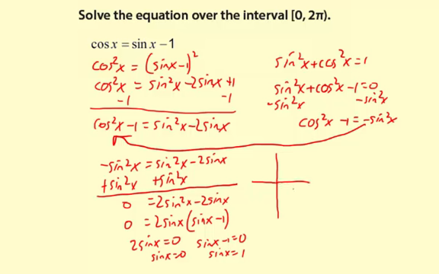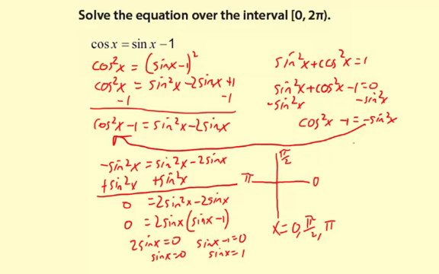Okay, now sine of x can equal 0 at 0 and pi. Sine of x equals 1 at pi over 2. So those are our three possible solutions. X equals 0, pi over 2, or pi. Now we need to check the solutions because sometimes when you square an equation you add solutions that aren't really valid. So we're going to check 0, pi over 2, and pi.